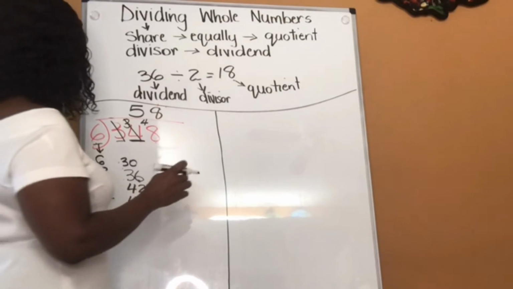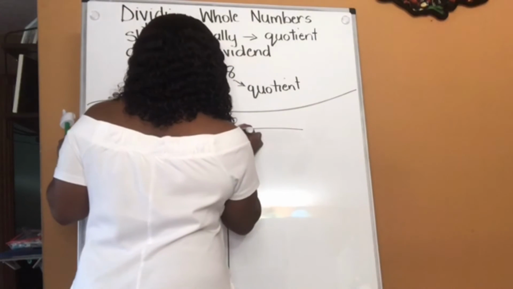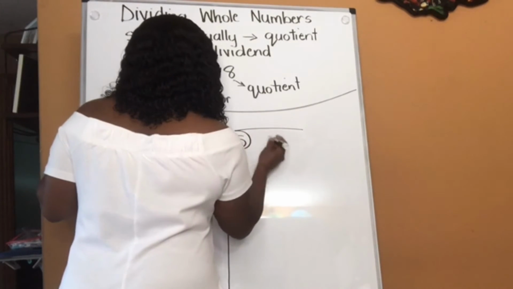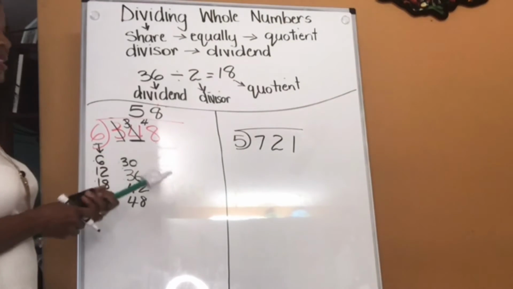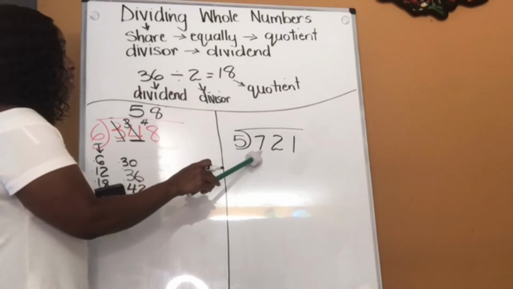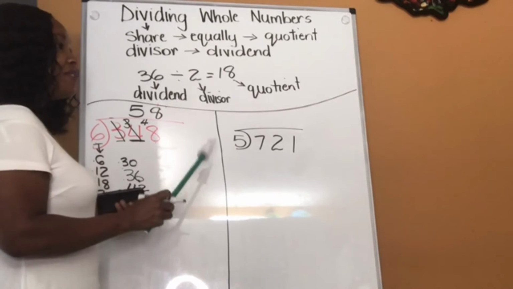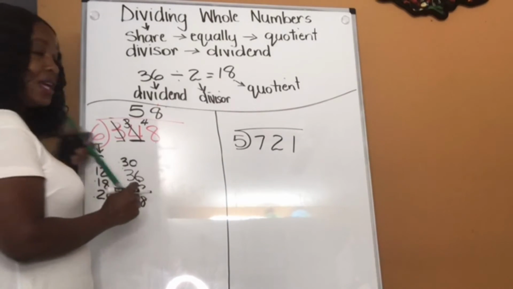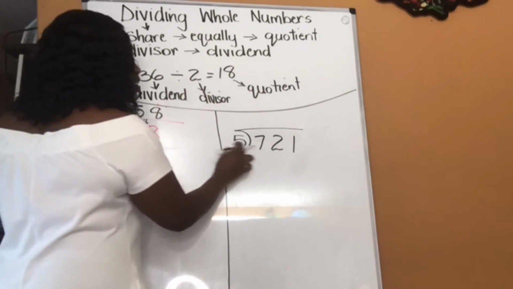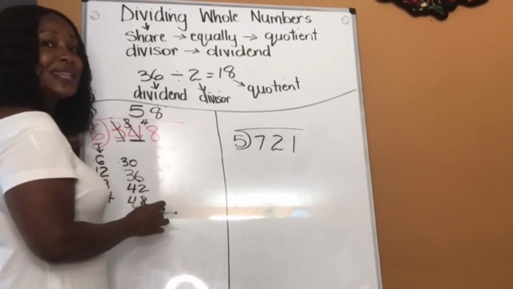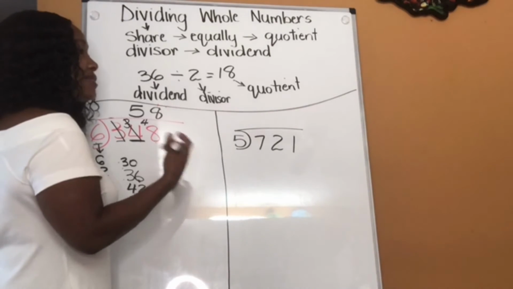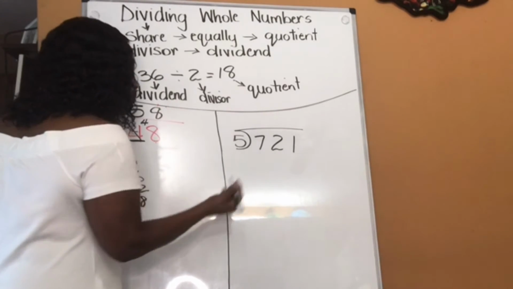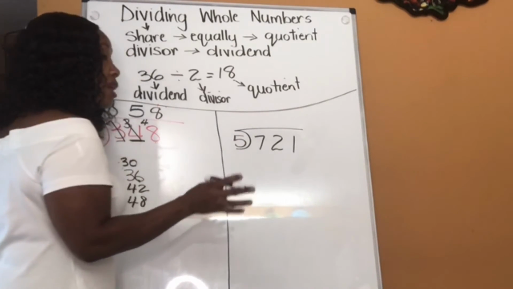All right. Let's see if we can find a trickier one. So this time I have 721, and I'm dividing by 5. Now, how many sets of 5 can I get from 7? Again, you can draw 7 sets, or you can skip count by 5. I prefer to skip count. If you prefer to draw, it's fine.